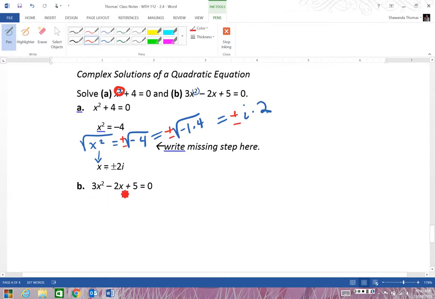Let's go with 3x squared minus 2x plus 5. Now normally we try to factor this. So 3 times 5 is 15. Are there factors of 15 that give you negative 2? Let's try it. 5 and 3. It's not going to work because I need to multiply two numbers to get positive 15, and this gives me a negative 15. So of course, if you can't factor a quadratic equation, what must you do? You must use the quadratic formula.